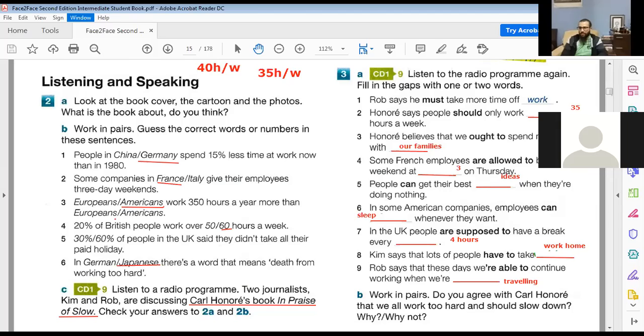Yes, the Japanese even have a word for it. Karoshi, which means death from working too hard. On that happy note, we'll leave it there.